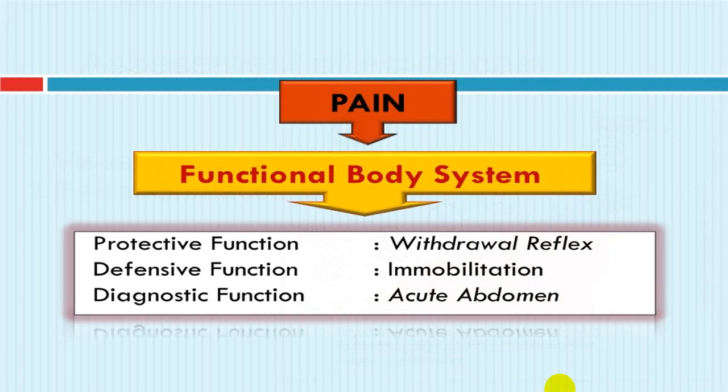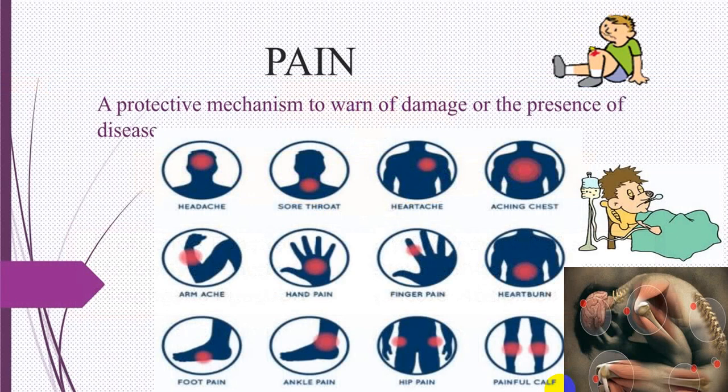Basically pain is a protective function for the withdrawal reflex. It is also a defensive function. During pain the person immobilizes, and when he gets a prick he immediately has a withdrawal reflex. And a good number of times, where the pain is will give you the answer regarding diagnosis. It gives you an idea regarding which organ is involved. So basically pain is a protective mechanism.